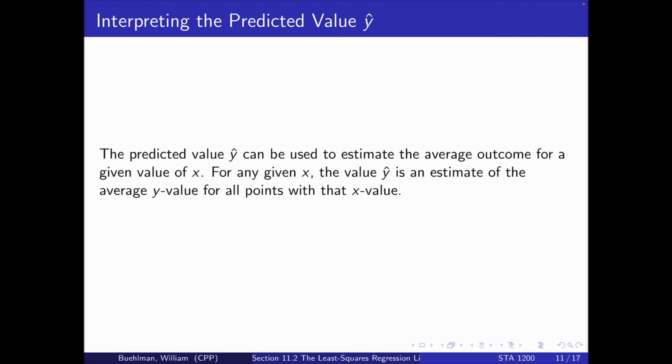The predicted value y hat can be used to estimate the average outcome for a given value of x. For any given x, the value y hat is an estimate of the average value of y for all the points with that value of x. So what that's saying is this y hat is what we would expect if you took all the x values that you could possibly get, in that case, 2,800. If you took the average of all the homes that were 2,800 square feet and what they sold for, we would expect that average value to be 438,000. So that's what that y hat is. It's a prediction of the average value.